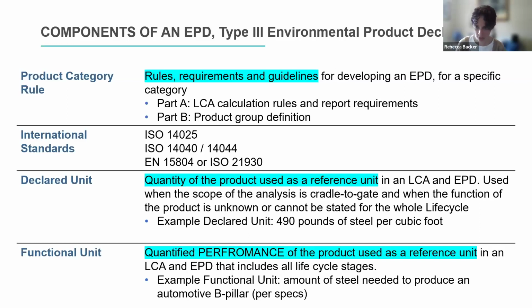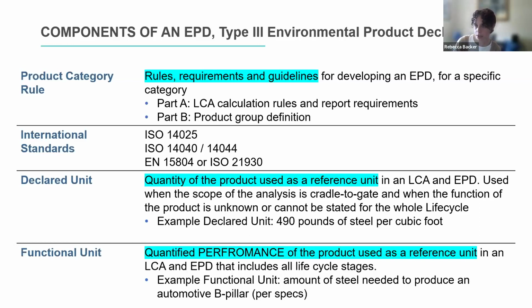One of the best examples I've heard of someone trying to explain the difference between a declared unit and a functional unit came from someone who used to work at Kohler, where they manufactured things like sinks. If you were doing an LCA on one of their standard sinks, the declared unit would be just the weight or the SKU of the specific sink that you're doing the LCA model on.